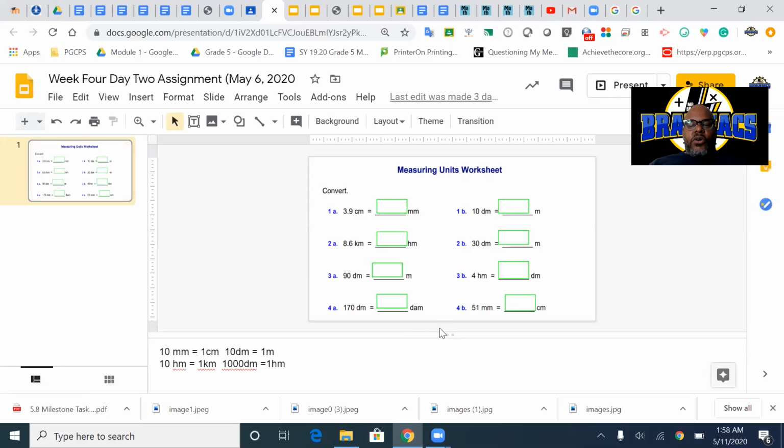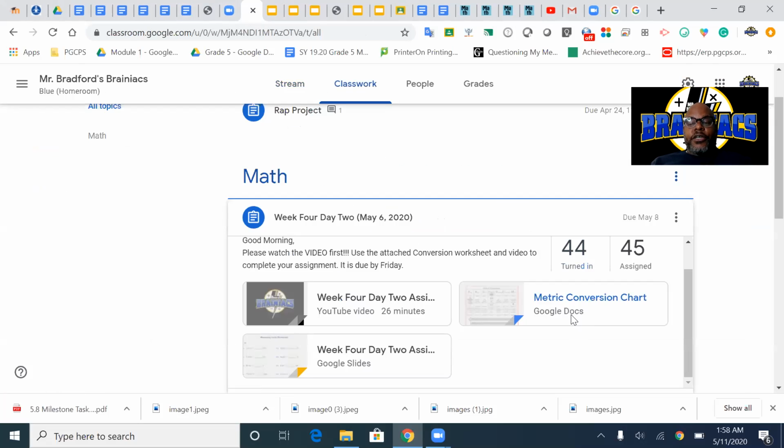All right, so here is your assignment. The first thing was to convert 3.9 centimeters to millimeters. All right, and remember, I included this conversion chart.